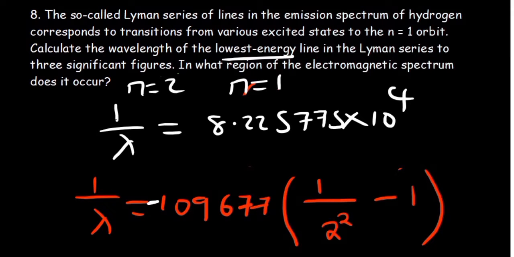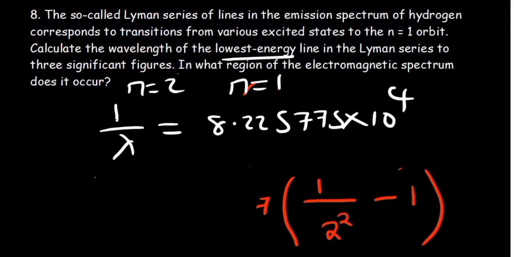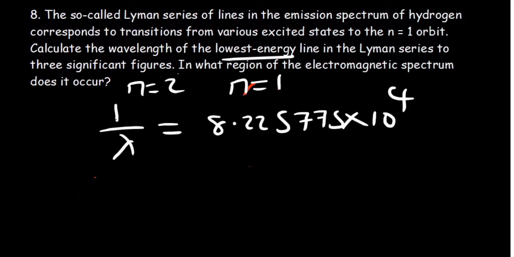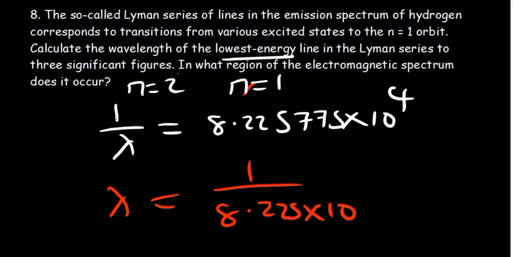We're trying to find the wavelength, so we need to make the wavelength the subject of the formula. The moment you make the wavelength the subject of the formula, it's going to be the reciprocal of what is on the right hand side. So our wavelength is going to be 1 over 8.225 times 10 to the power 4. If you divide that, what you're going to have as your answer is 1.216 times 10 to the power negative 5. That's in terms of meters.